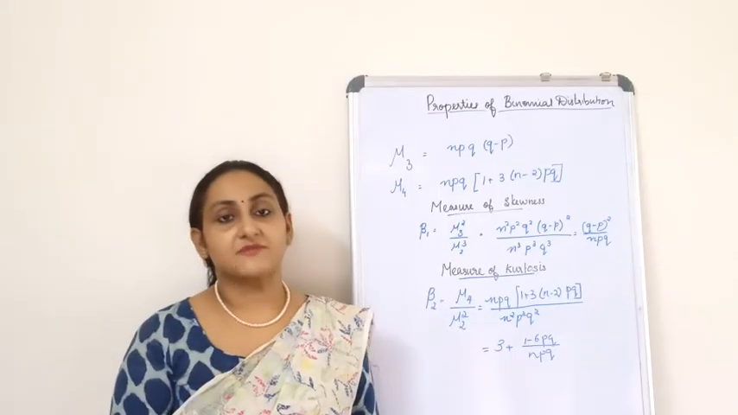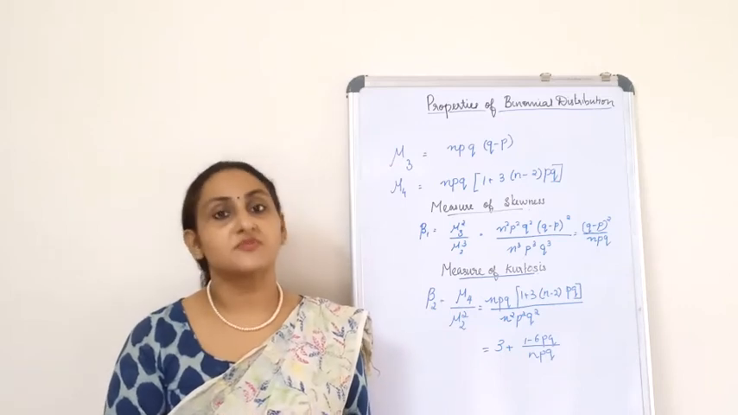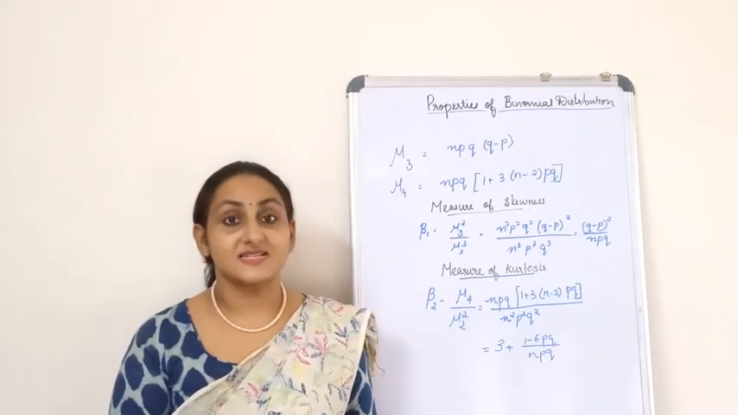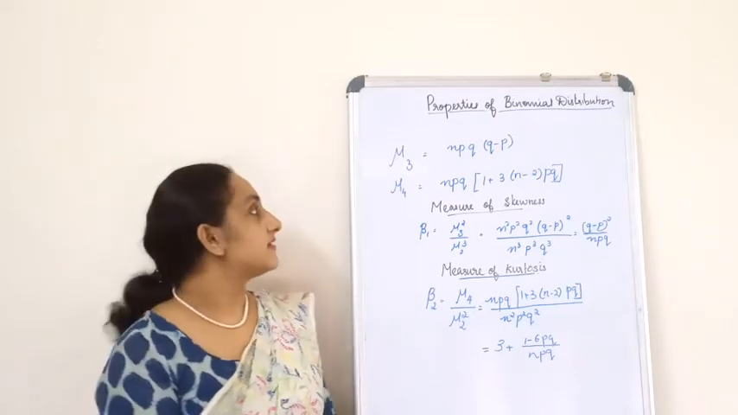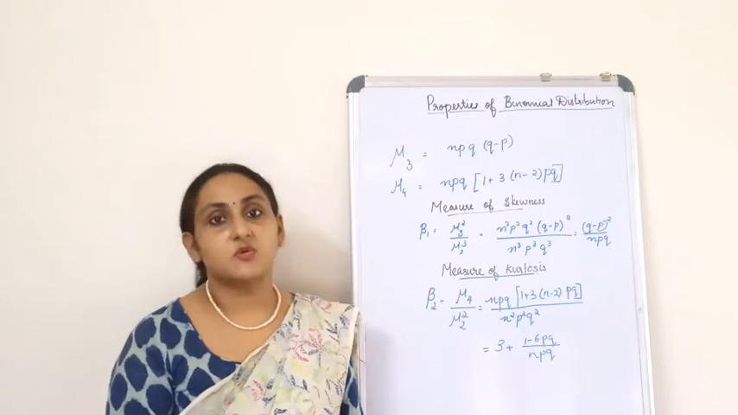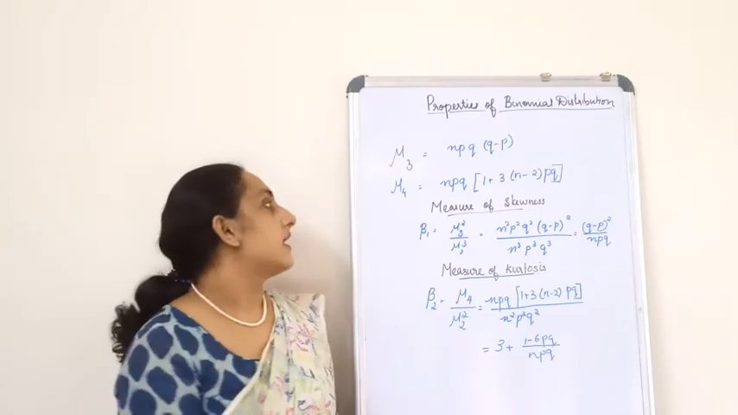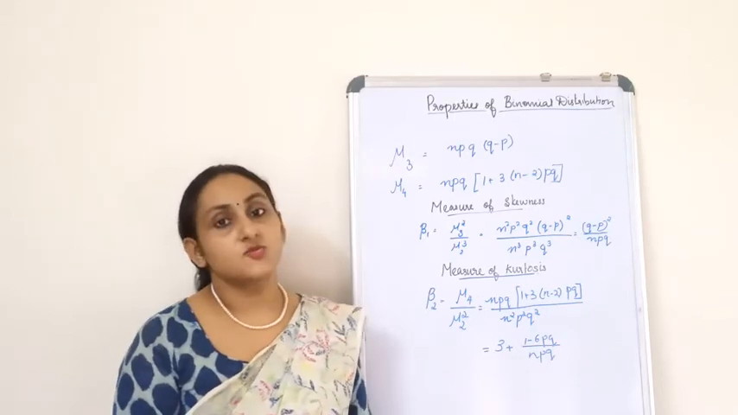Now, in a similar way, the way we calculated the second central moment, we will calculate the third and the fourth central moment. So that is up to you. I will be giving you that as an assignment. So the final answer for the third central moment, that is mu 3, is equal to npq into q minus p, and mu 4 is npq into 1 plus 3 into n minus 2 pq.